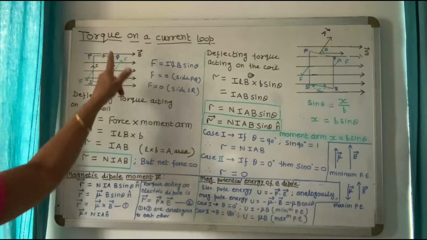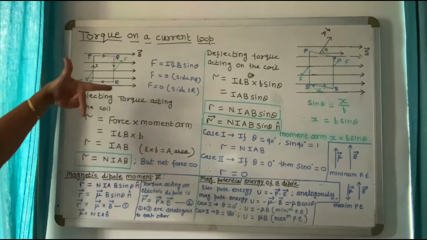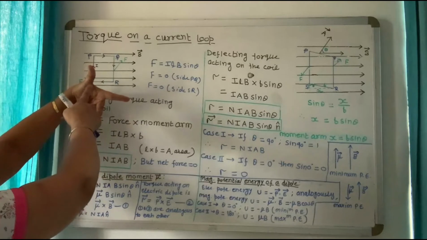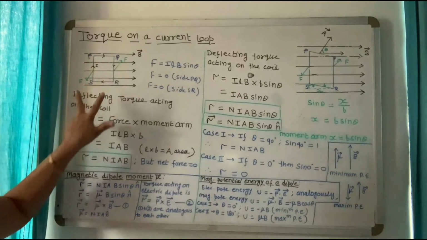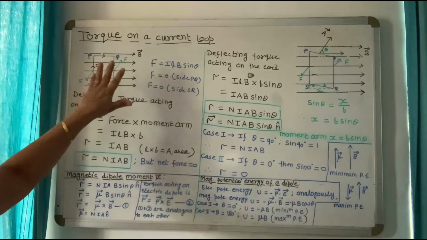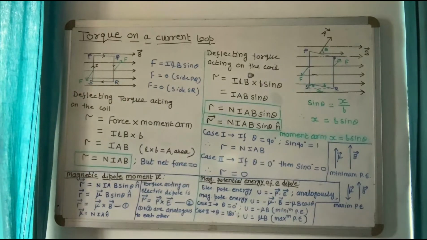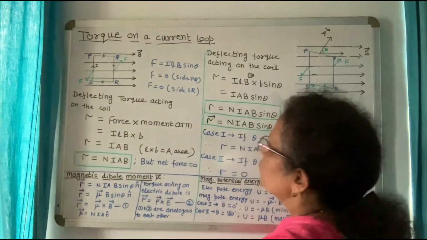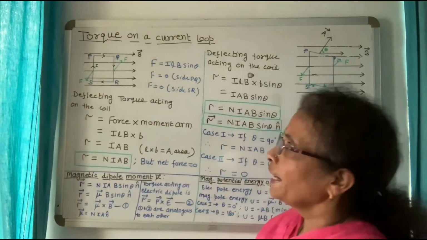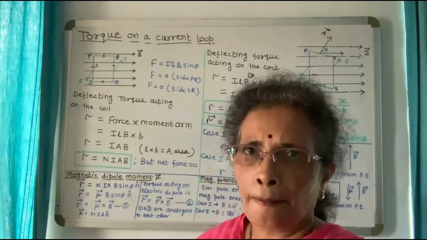Similarly for this side, this is the field, right? The current is in the downward direction, so the magnetic force will act in the upward direction. So these two forces are acting on the sides PS and QR, having the same magnitude F, in equal and opposite directions as per Fleming's left hand rule. So when two forces act at two different points and their lines of action do not coincide, they constitute a couple.